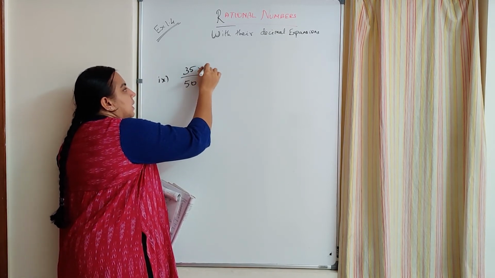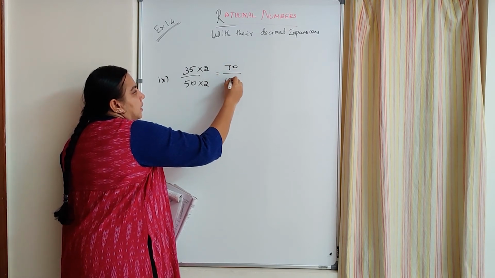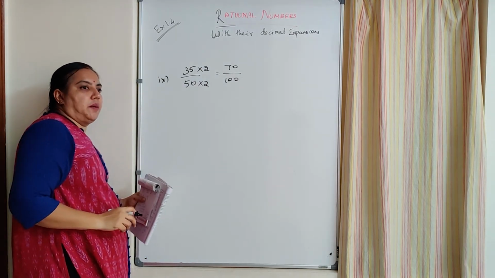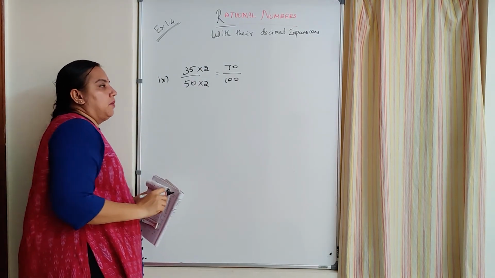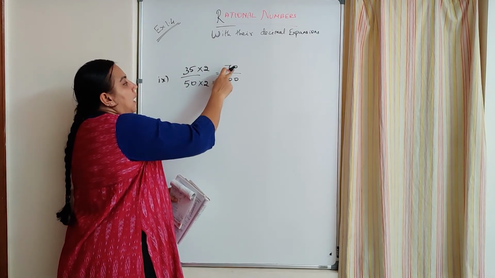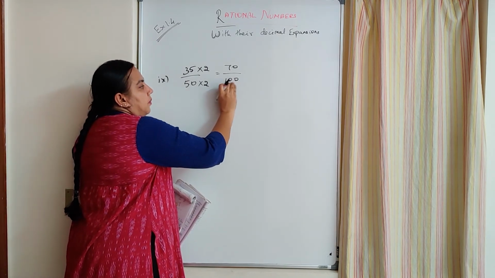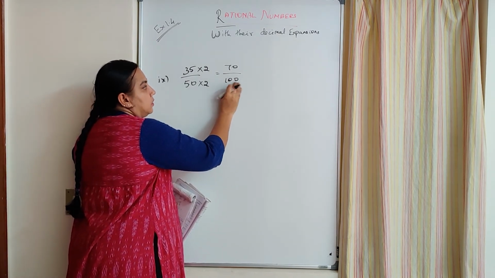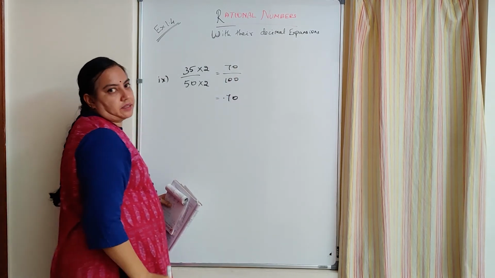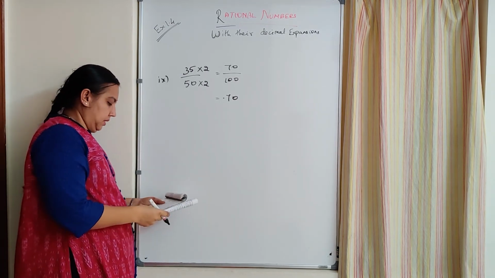When I multiply by 2, the numerator becomes 70 and the denominator becomes 100. If the numerator and denominator are multiplied by the same number, the value doesn't change. I am using that logic, so I multiplied the numerator and denominator by 2 and got 70 by 100. Now the denominator has 2 zeros, so directly I can keep the decimal point like this, that's all. So this also has a terminating decimal.